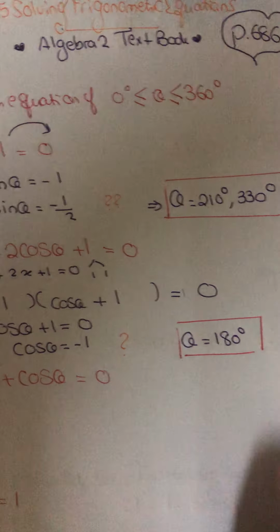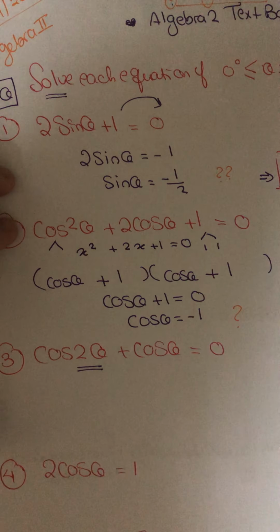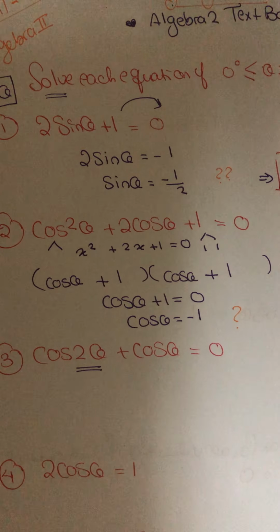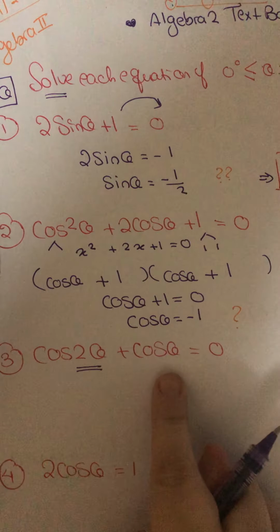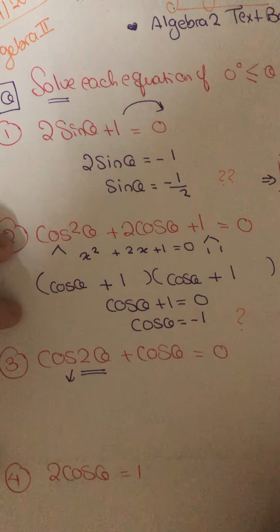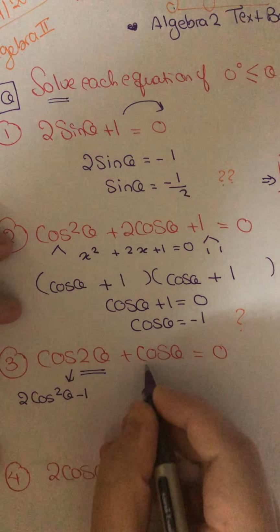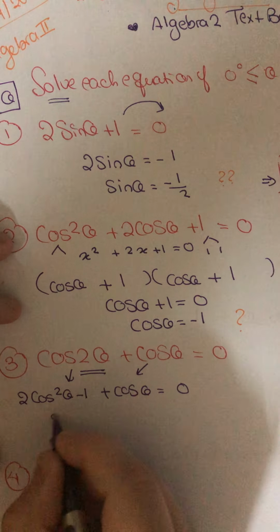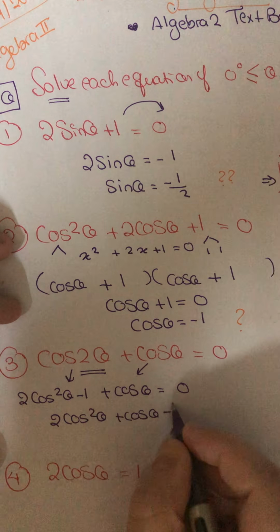Okay. The next question, I can see a double angle identity. And cosine 2 theta had 3 identities. Remember, one of them is 2 cosine squared theta minus 1. I think I will go for that one because I can see a cosine over here. So no need to go for the sine one. So I'll change this to 2 cosine squared theta minus 1. And I'll drop this down plus cosine theta equals to 0. Just rearrangement, 2 cosine squared theta plus cosine theta minus 1 equals to 0.